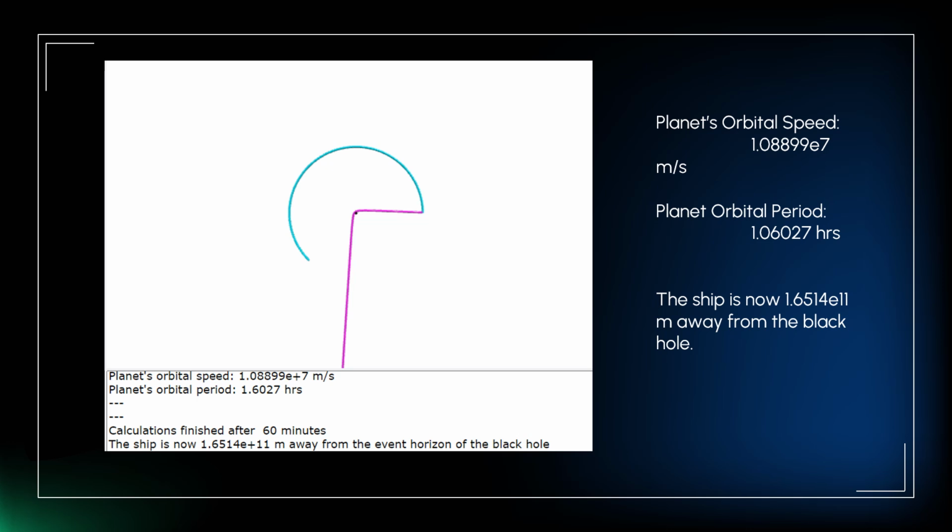So these are the results of part 2. The planet's orbital speed is shown here, and the ship is now 1.6514 times 10 to the 11th meters away from the black hole, meaning it successfully left the orbit.